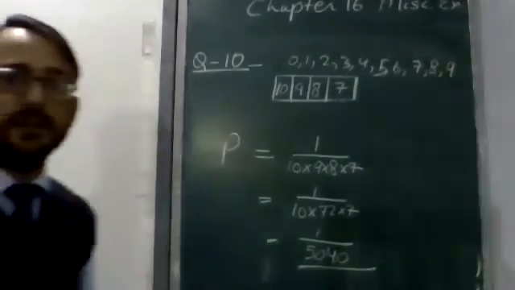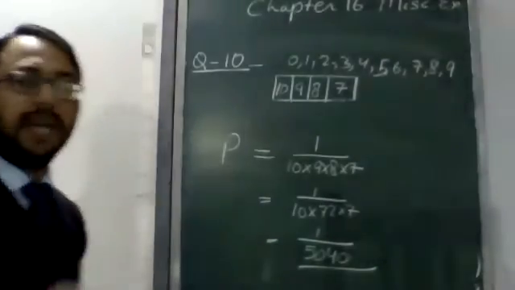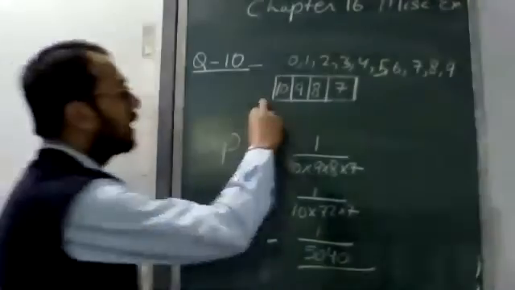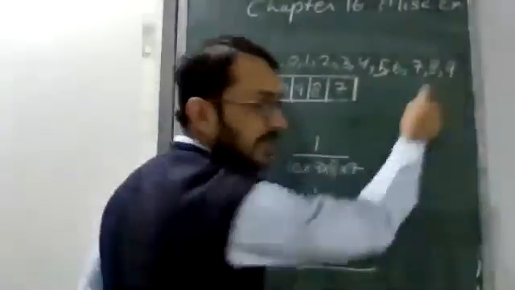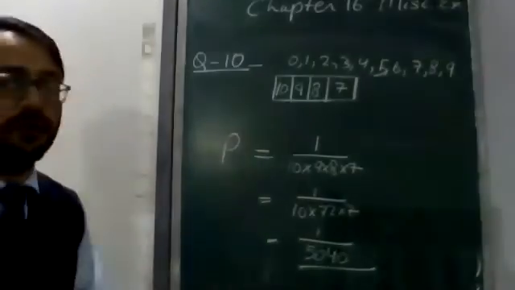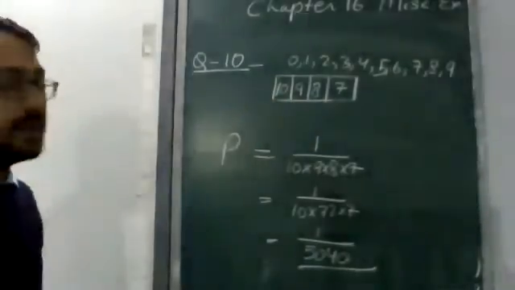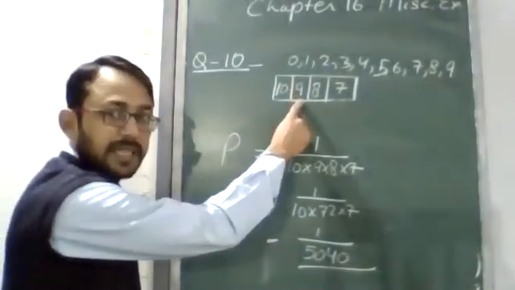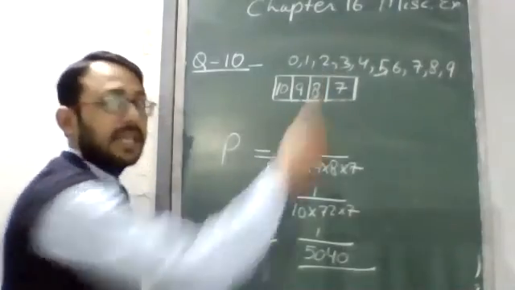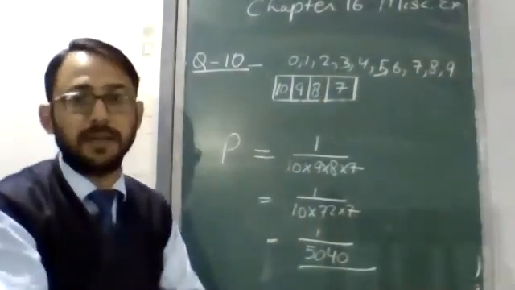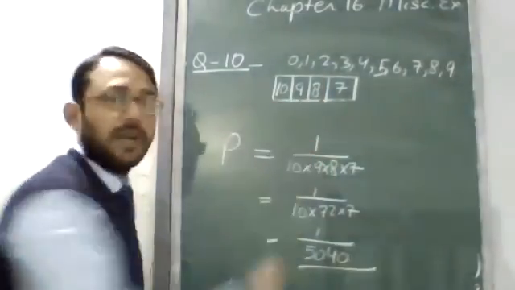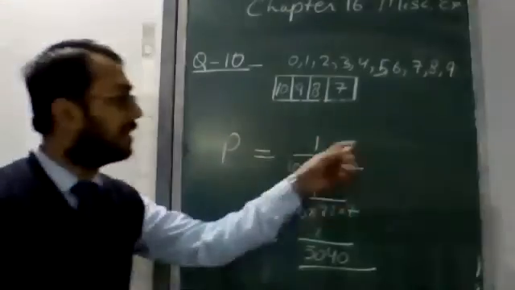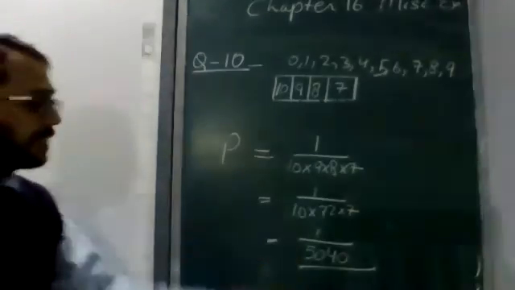See once again, what is the probability of getting the right number to open the lock of the suitcase? There are 10 numbers, and we need any 4 numbers without repetition. So in the first place any of the 10 numbers can come, then any of the 9 numbers can come, then any of the 8 numbers, because one is used, and so on. So it is 1 upon 10 into 9 into 8 into 7, and the result is 1 upon 5040.